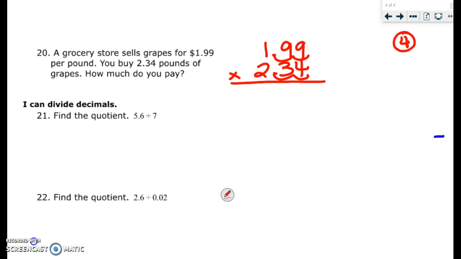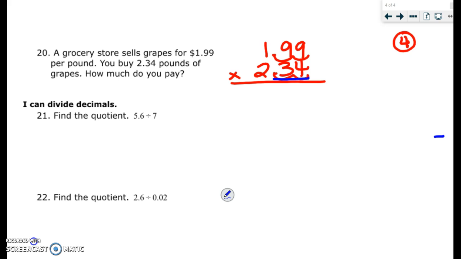The other thing to remember is that when working with money, we want to round to the nearest hundredths place. So there should only be 2 numbers behind the decimal point. So you need to either make sure that you're rounding up or keeping the number the same and rounding down.